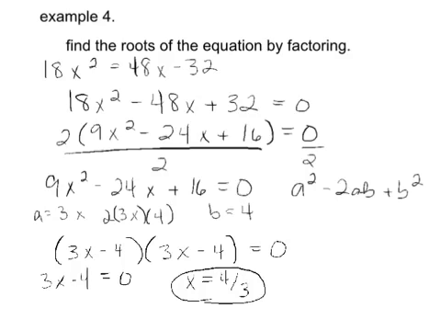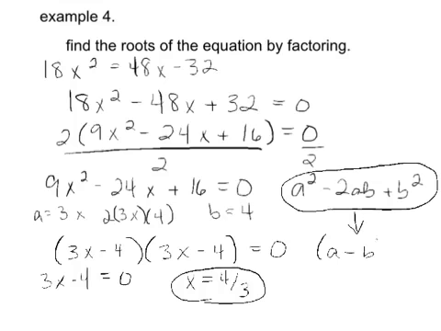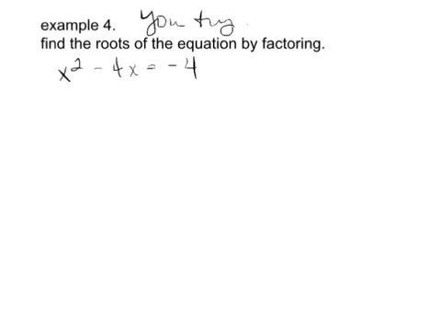Let's try another one. Again, here we used a perfect square trinomial, so this breaks up into a minus b quantity squared, which we used right there. Okay, you try. Find the roots of the equation by factoring. You're going to use one of those perfect square trinomials, which is a squared minus 2ab plus b squared breaks up into a minus b quantity squared. So figure out what a is and figure out what b is.